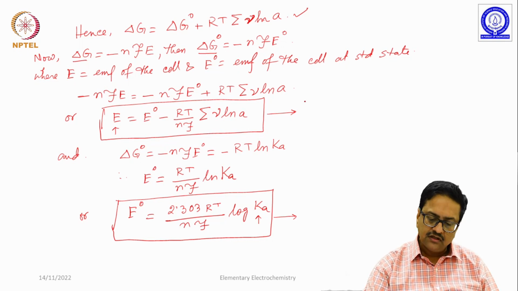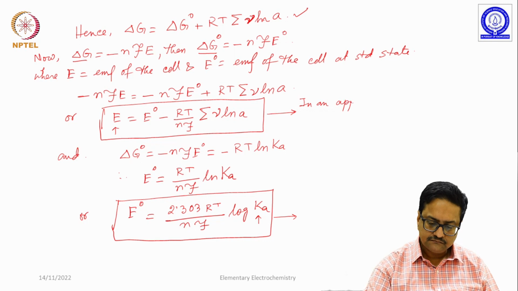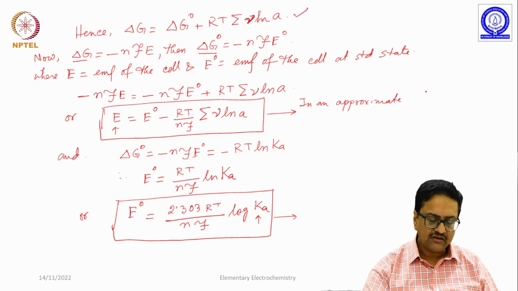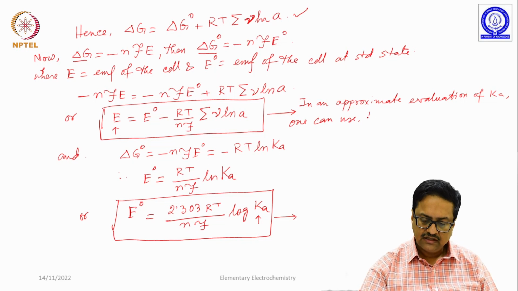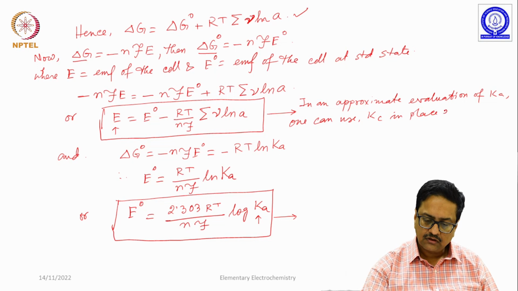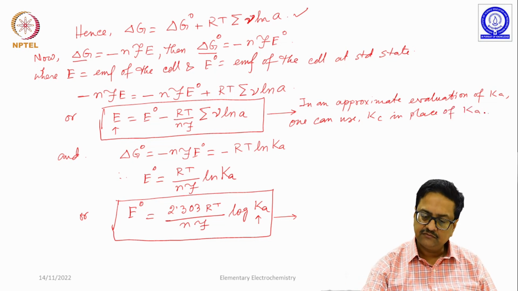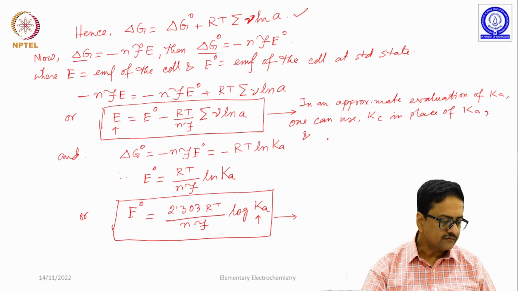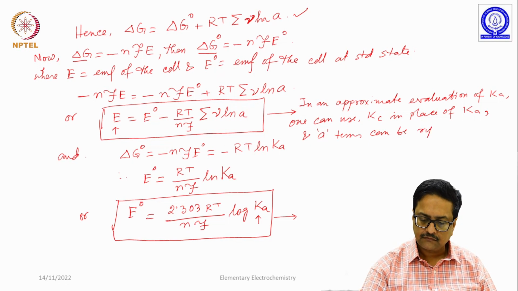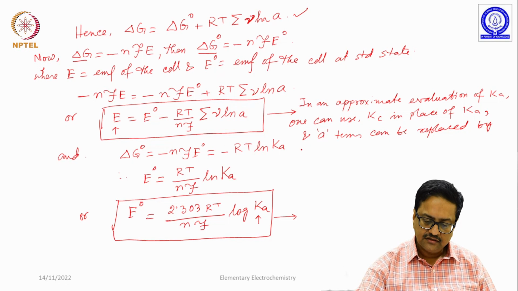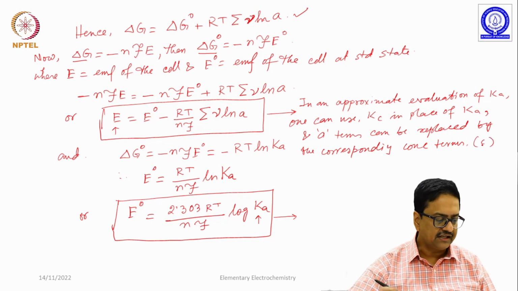So, in an approximate evaluation of KA, one can use KC in place of KA, that is the equilibrium constant in terms of concentration, and activity terms can be replaced by the corresponding concentration terms, that is small c, right?